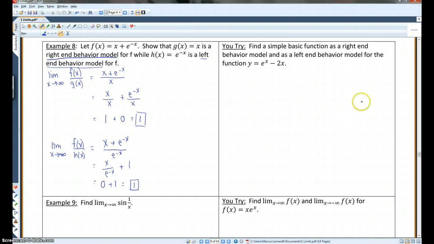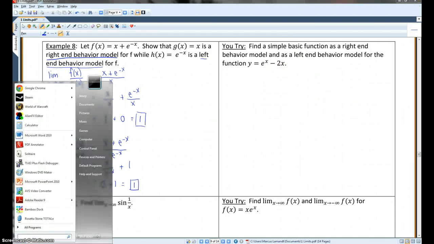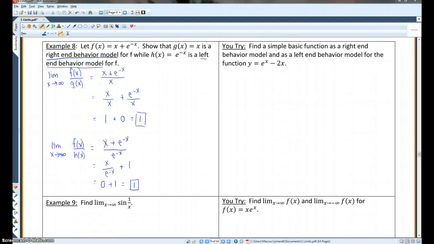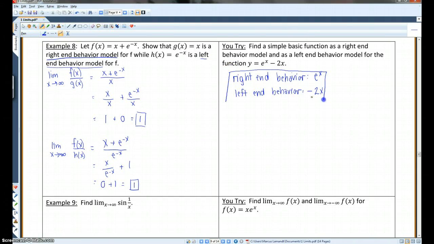Alright, go ahead and pause the video. Try this one over here. Alright, this is the answer you should have gotten. This problem is nice enough. They didn't tell you to show anything or to prove anything. They just said to find a simple basic function. This is the right end behavior model. This is the left end behavior model.